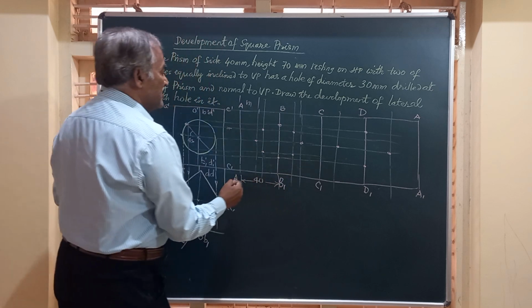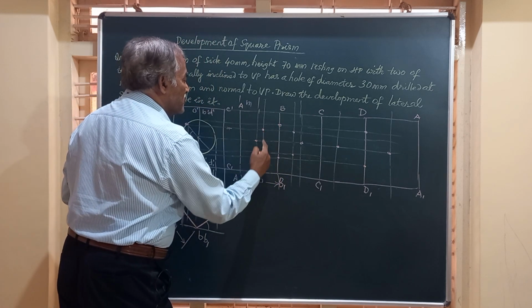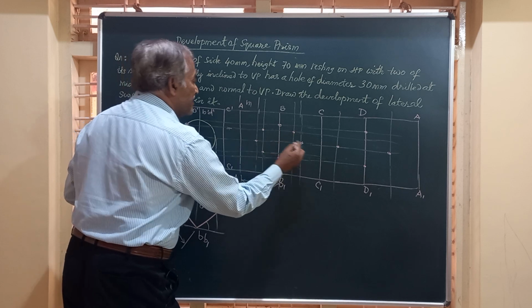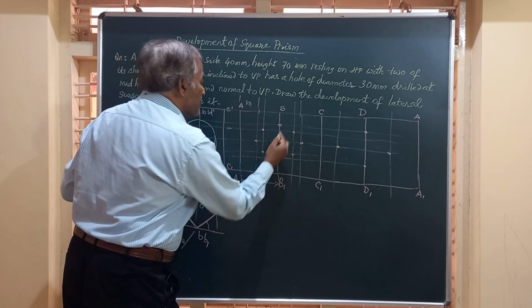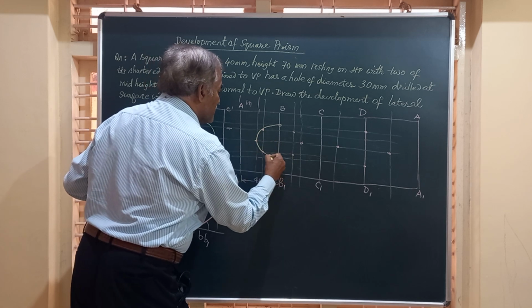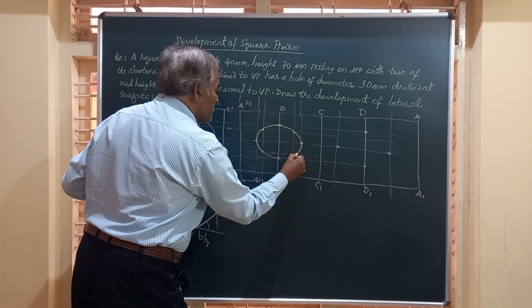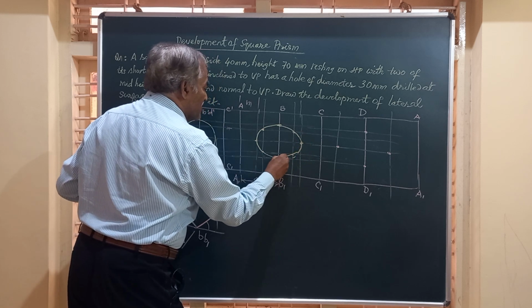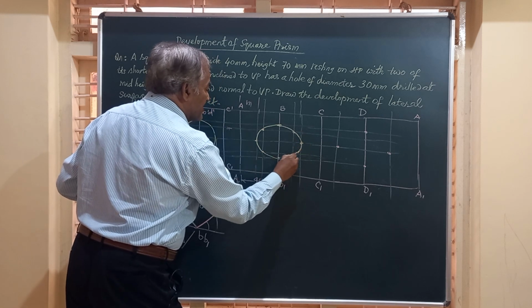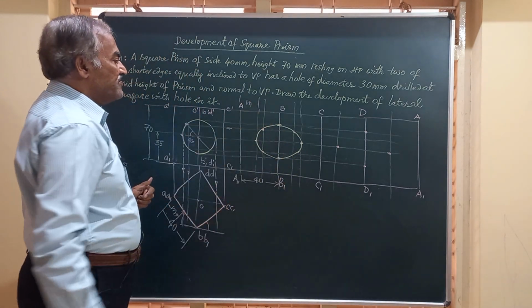So friends, you have got totally 8 points: 2, 4, 6 and 8 points. Draw a smooth curve passing through all these points. It should be a smooth continuous curve passing through all the 8 points. And friends, this is the ellipse you get on this surface.